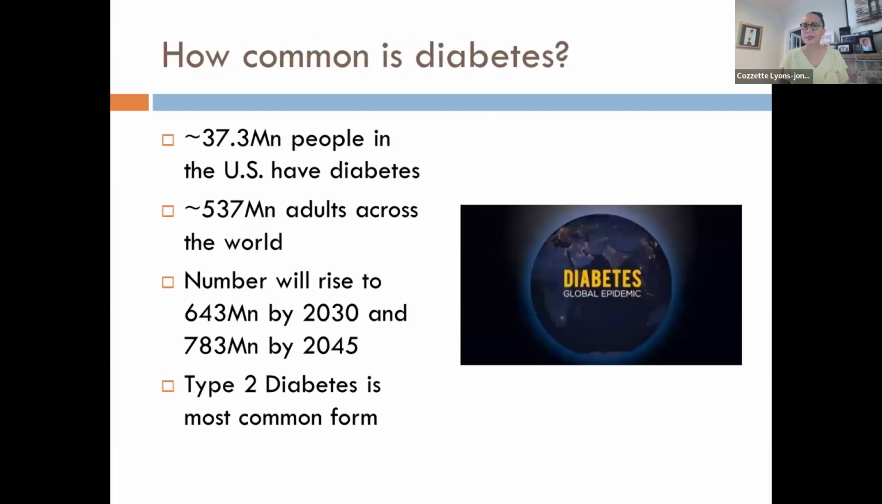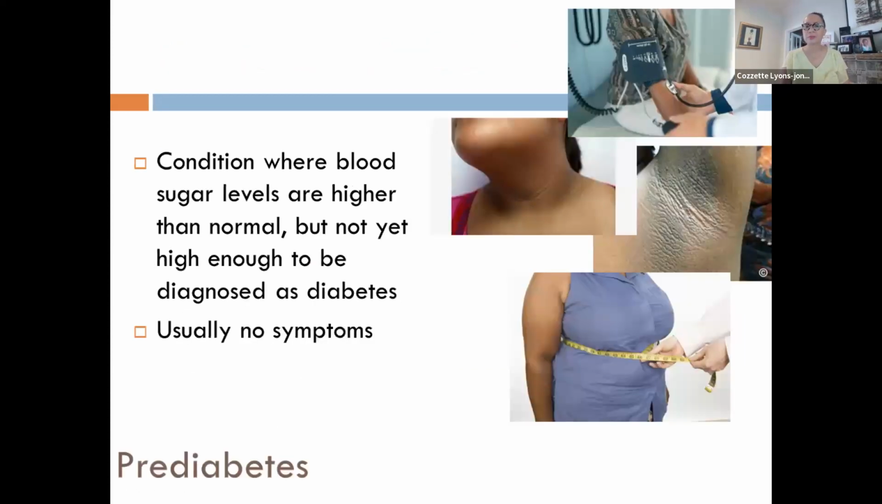How common is diabetes? Over 37 million people in the United States alone have diabetes, and another 500 million have it across the world. This number is expected to rise to almost 800 million people by 2045. The most common type of diabetes nationwide and internationally is type 2 diabetes. So it is a global epidemic.